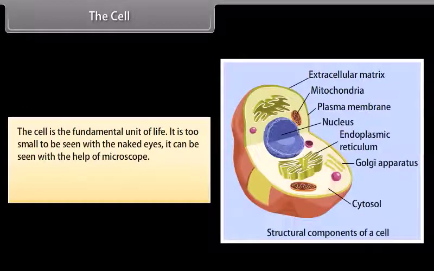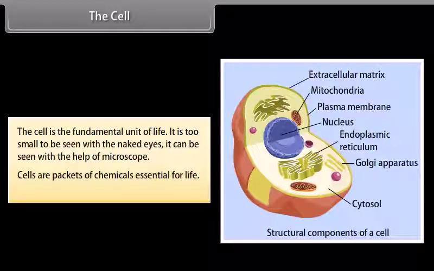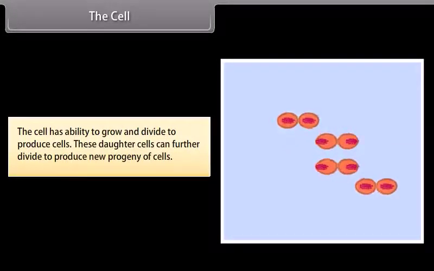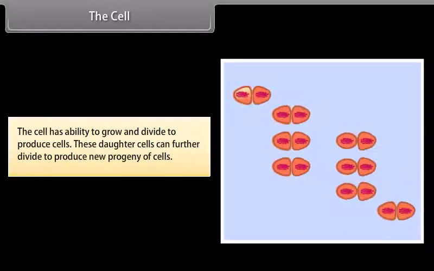The cell. The cell is the fundamental unit of life. It is too small to be seen with naked eyes. It can be seen with the help of a microscope. Cells are packets of chemicals essential for life. The cell has the ability to grow and divide to produce cells. These daughter cells can further divide to produce new progeny of cells.